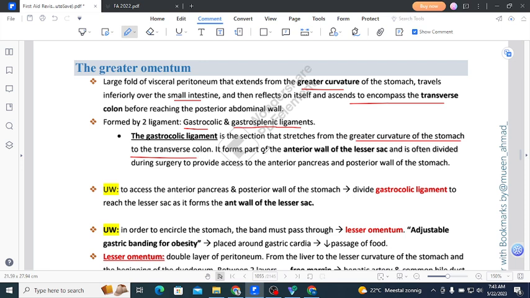It forms a part of the anterior wall of the lesser sac. It is divided during surgery to provide access to the anterior pancreas and the posterior wall of the stomach. So it is providing the anterior wall to the lesser sac, okay, and it is divided during surgery to provide access to the anterior pancreas and the posterior wall of the stomach.